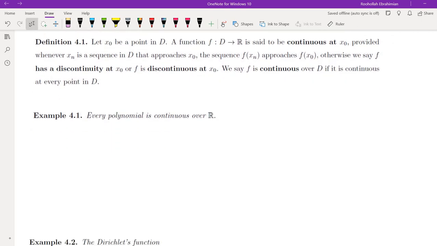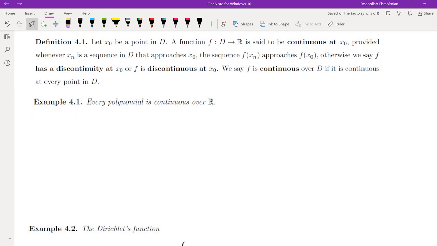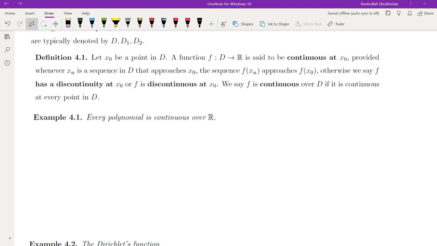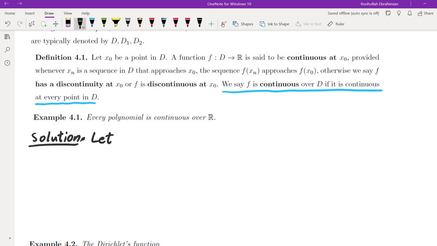Okay, so now we will look at some examples. The first example is an example of a continuous function. Every polynomial is continuous over the entire real numbers. Let's go over the proof of this one. In order to show that every polynomial is continuous over the entire real numbers, by definition we will have to show it is continuous at every real number. So let's start with some real number r.